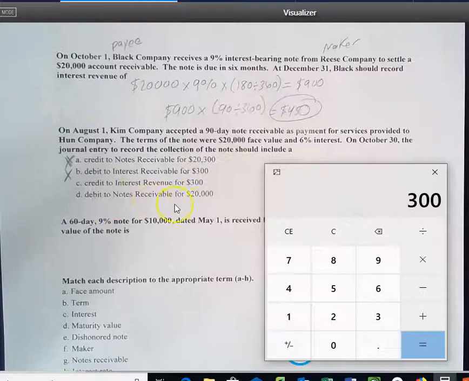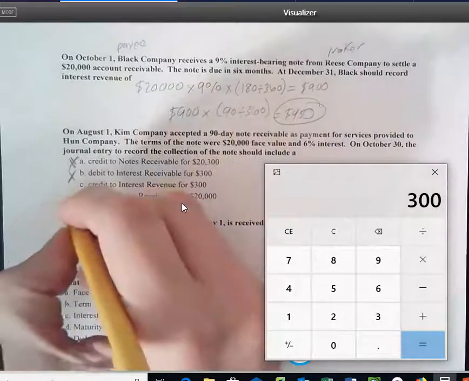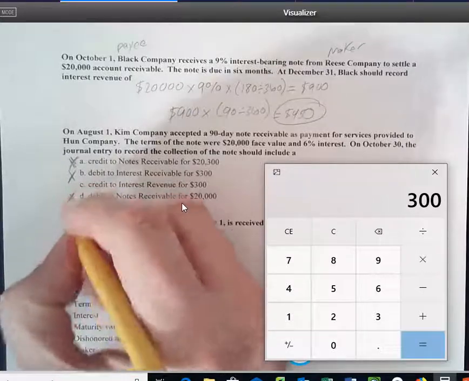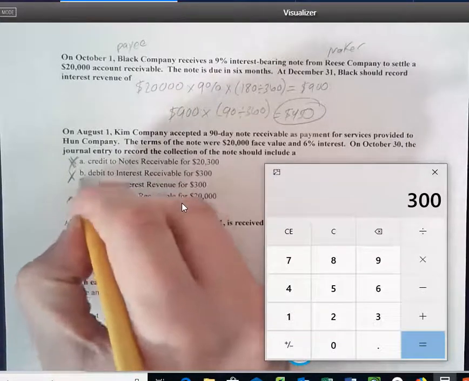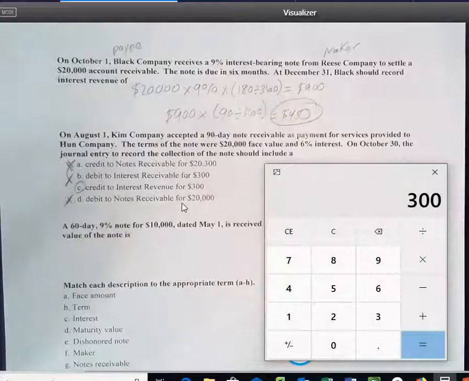Now choice D, that's what we did when we set it up. We would actually need to credit notes receivable now, but it says debit, so that's wrong. Here is our correct answer, choice C. We do have interest revenue of $300, and it is earned.